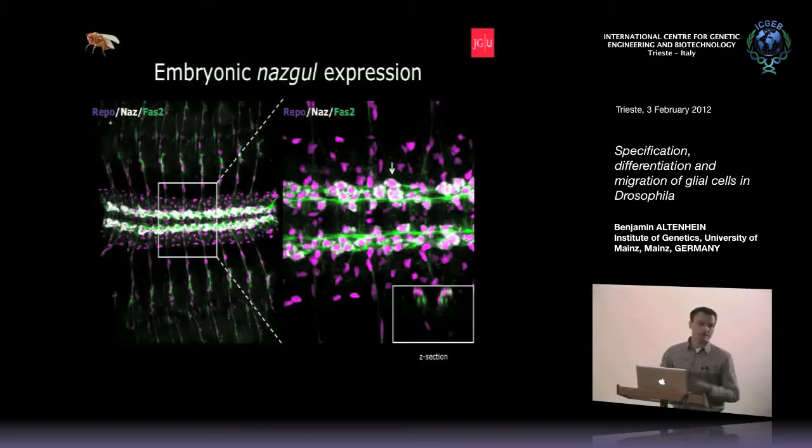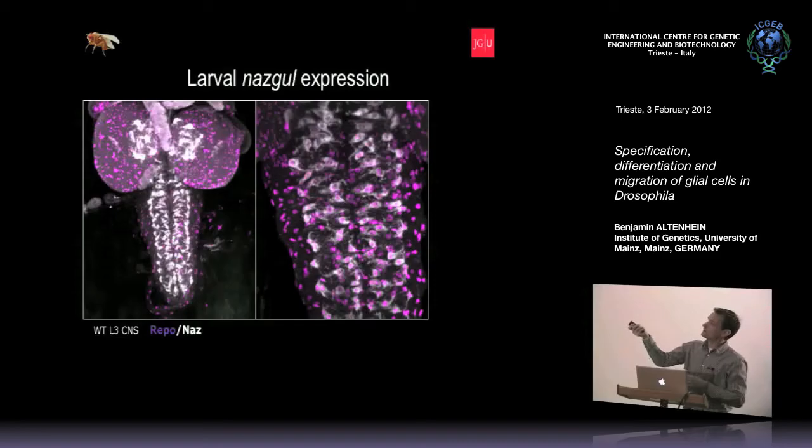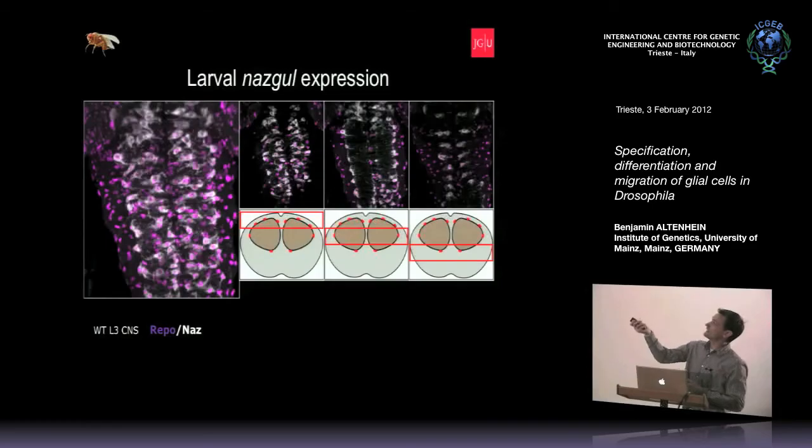It's a cytoplasmic protein, so we generated an antibody against the protein, which is the Nazgul antibody used here. And you can see in the Z section, it's the dorsal cells that lie on top of the neuropile that express Nazgul in a cytoplasmic way. And this is actually also true throughout larval stages. So this is the third instar larva. And in the brain, you have cells expressing Nazgul, which are also glial cells that sit on top of neuropile structures in the brain, as well as in the ventral nerve cord, as you can see here in the higher magnification. And you can nicely see that it's just particular cells that express Nazgul in its cytoplasm.